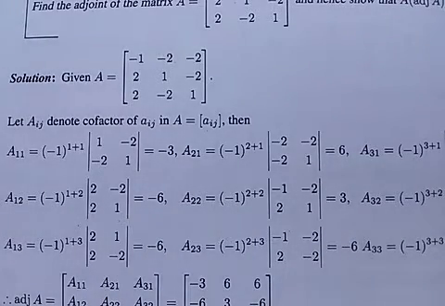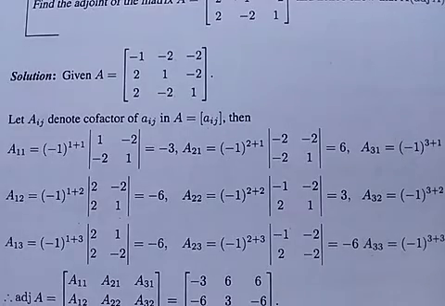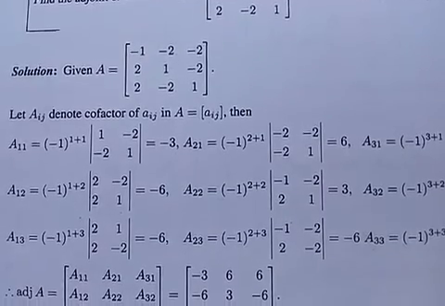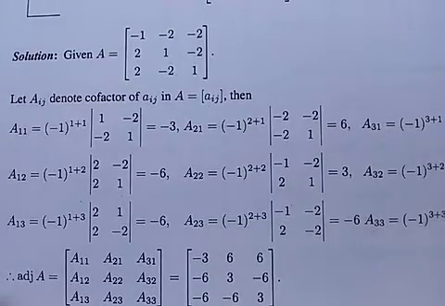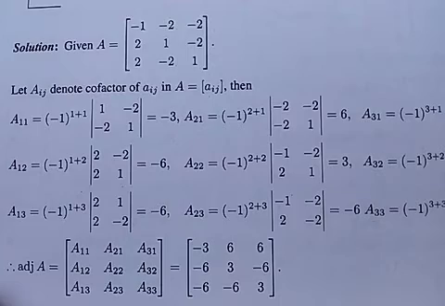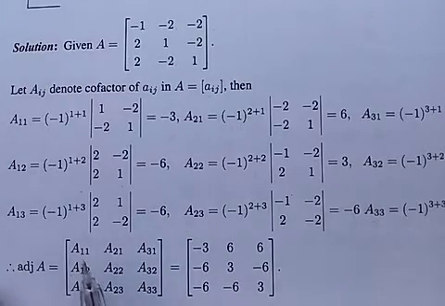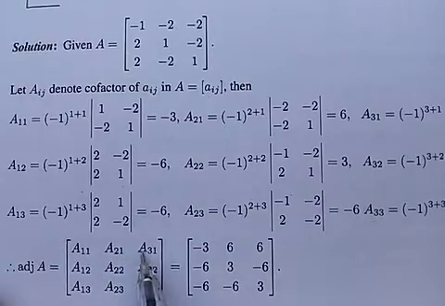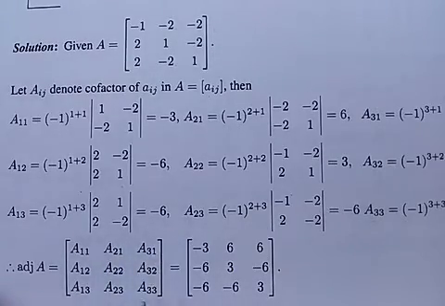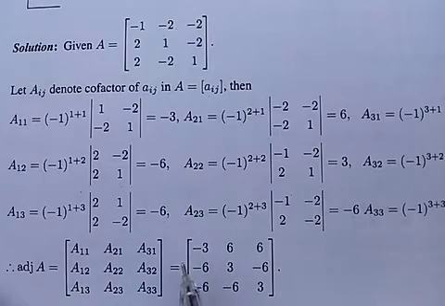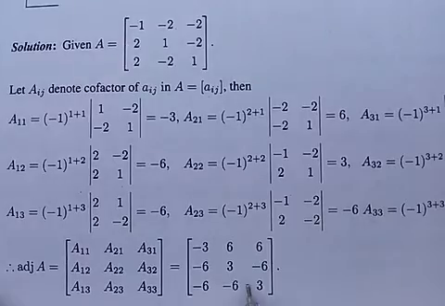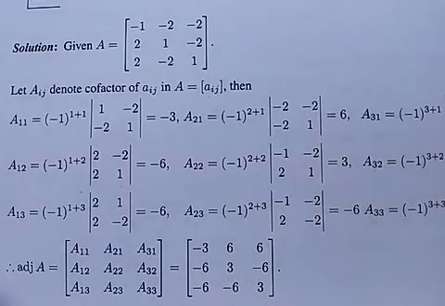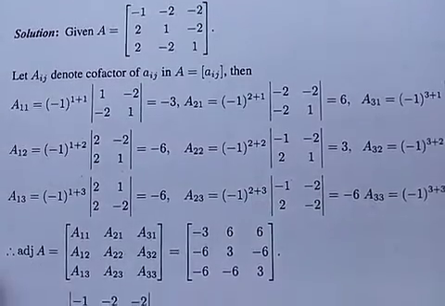Then we can make a matrix obtained by cofactors. After finding the cofactors, we can find the transpose of the matrix obtained by cofactors. Adjoint of A equals A11, A21, A31. This is the transpose of the cofactor matrix. We can substitute the values of the cofactors. This is called the adjoint of A of order 3.